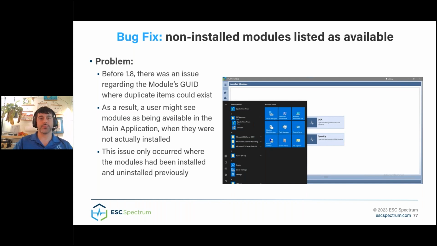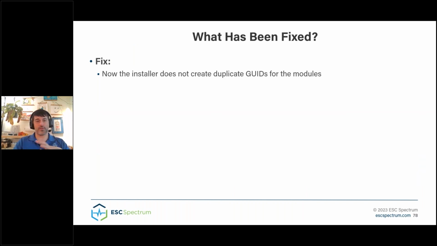One of the first issues was that non-installed modules would still be listed as available. In a previous release, there was a bug related to the GUIDs, which is how Windows tracks what application we have on hand, and some duplicates existed. So in certain situations, you could install the Prism client, and it would look like you had modules on hand that you didn't actually install. We fixed that. Now the installer doesn't create these duplicates, and so the modules that you see are the modules that you get.